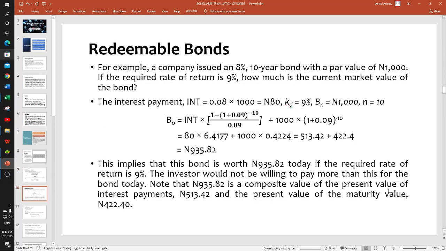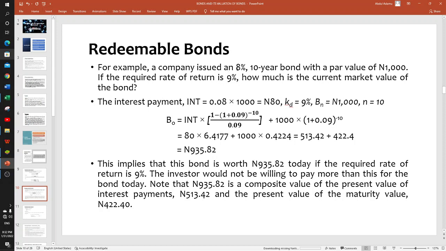So let's take an example and see. If, for example, a company issued an 8% 10-year bond with a par value of 1,000, and the required rate of return is 9%, how much is the market value of this bond? Now you can see we have two rates. The first rate enables us to compute the coupon. We call it the coupon rate, so we use it to compute the interest. Then the other is the required rate of return, or the yield to maturity.